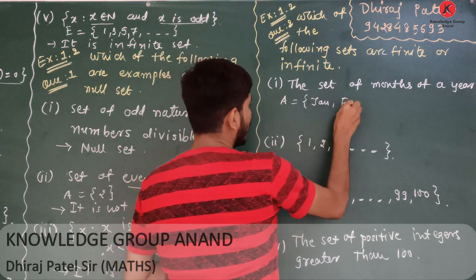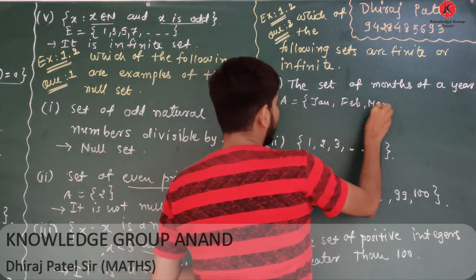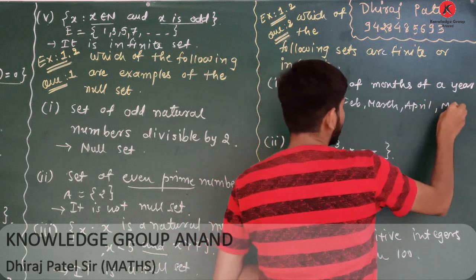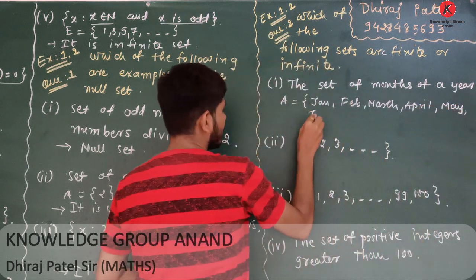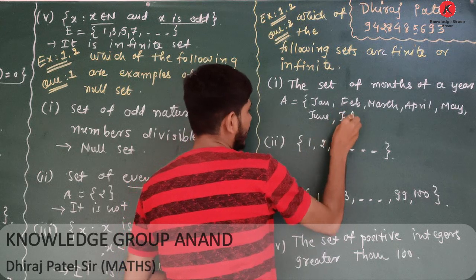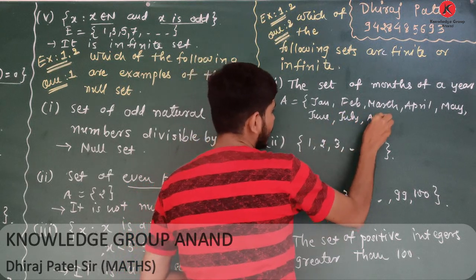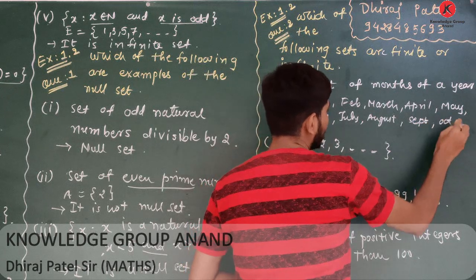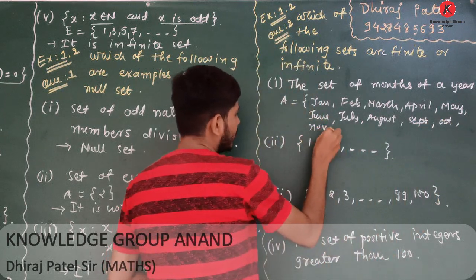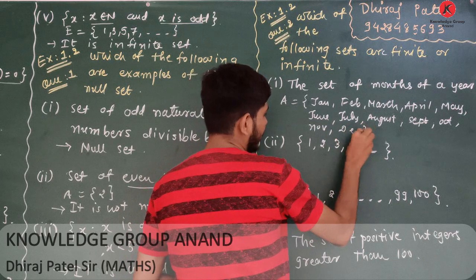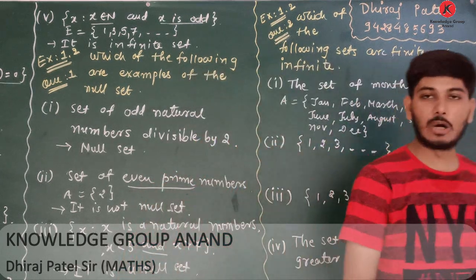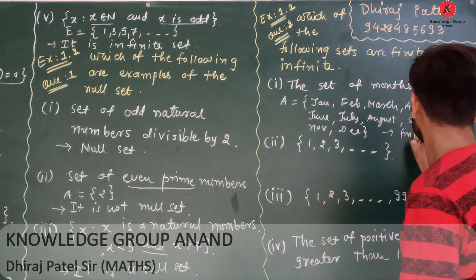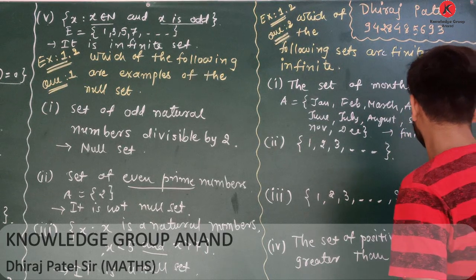January, February, March, April, May, June, July, August, September, October, November and December. There are 12 months, which are countable, therefore it is a finite set. Okay.